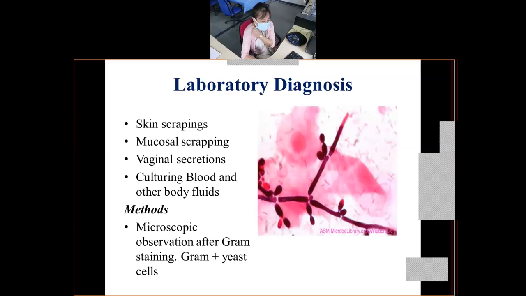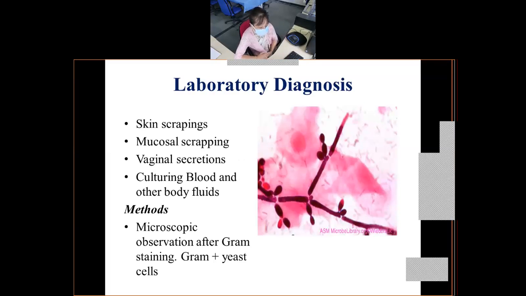So most of the time, it depends on the site where the infection has occurred. You can take skin scrapings if it affects the cutaneous, or you can have mucosal scrapings, or sometimes if a person is having systemic infections, then you have to do blood cultures, as well as the sites. If it involves a sterile site, then you have to take the relevant body fluids.